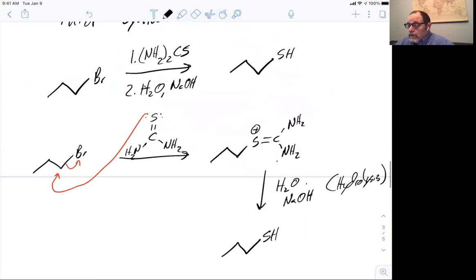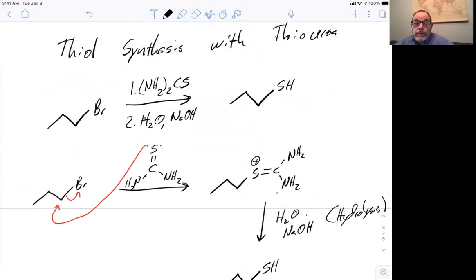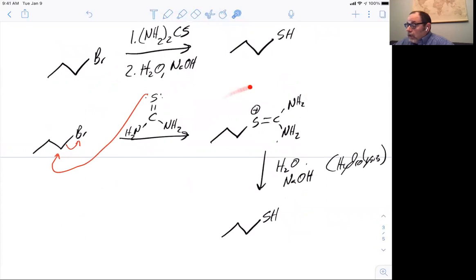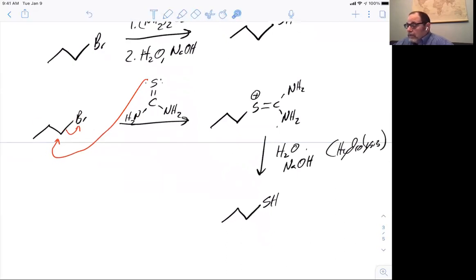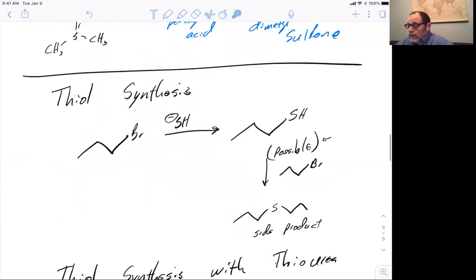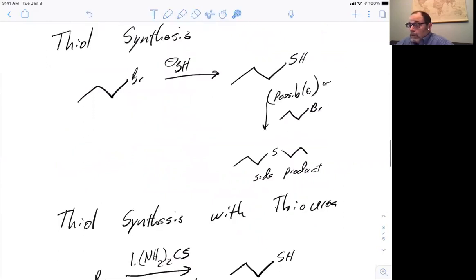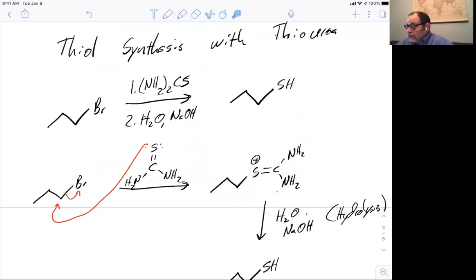So the advantage of this one is that we're only going to get a single addition. We're going to end up with thiols, but we're not going to end up with any sulfides. That's because once we've made that carbon-sulfur bond, we have a positive sulfur, which is electrophilic and not nucleophilic. So this is not going to react with another equivalent of the bromide. Again, in this specific example, there's probably no reason to use this over this, but if you had a large complicated bromide or electrophile, you'd probably want to use the thiourea. It's a pretty straightforward reaction.